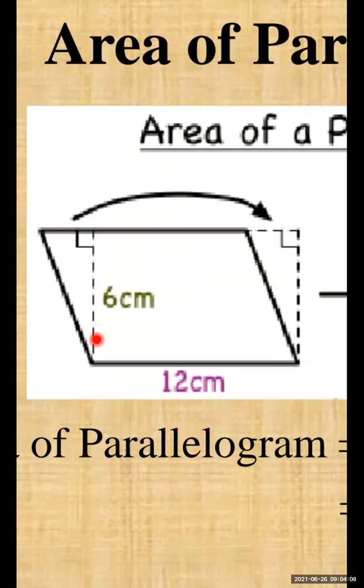This is a perpendicular drawn over here. ठीक है? यहाँ पे. This is your parallelogram, and this is the perpendicular drawn over here. What they have done, they have cut this portion and shifted it to the right hand side, like this only.